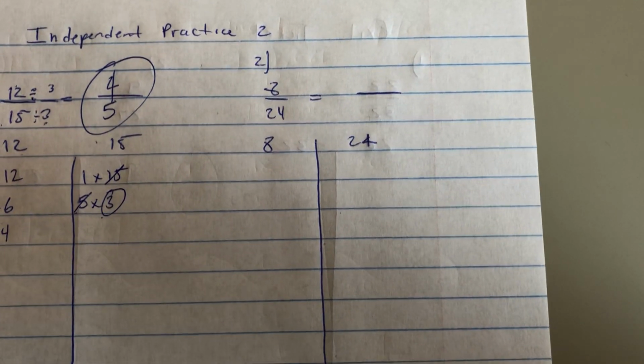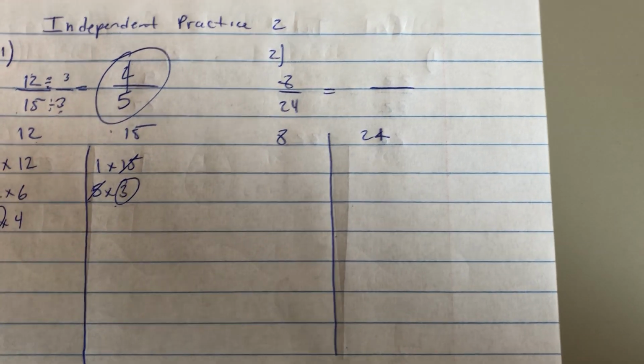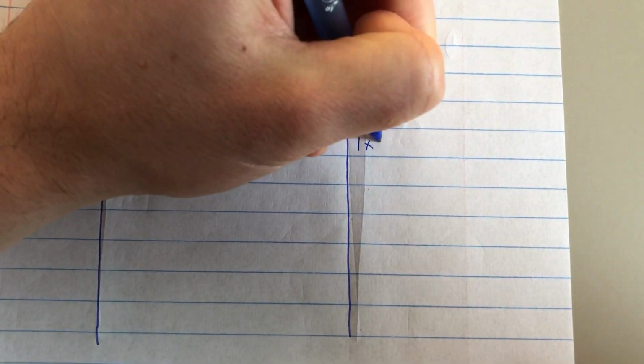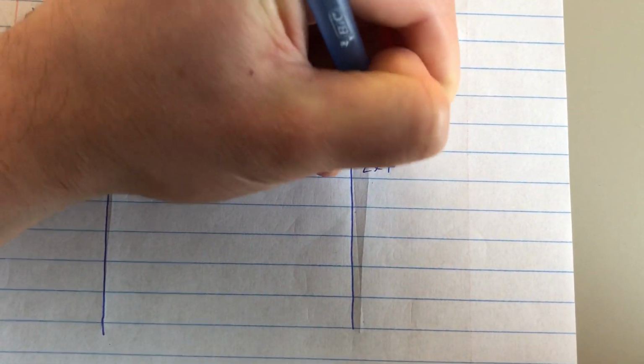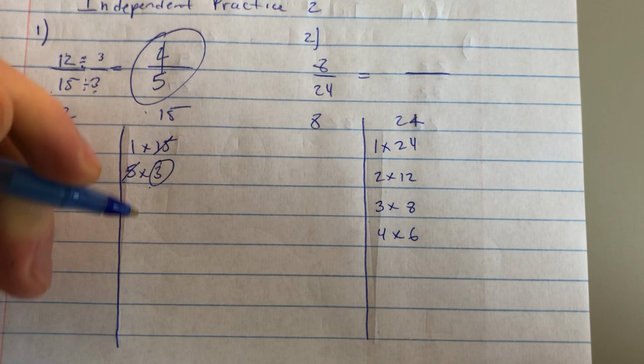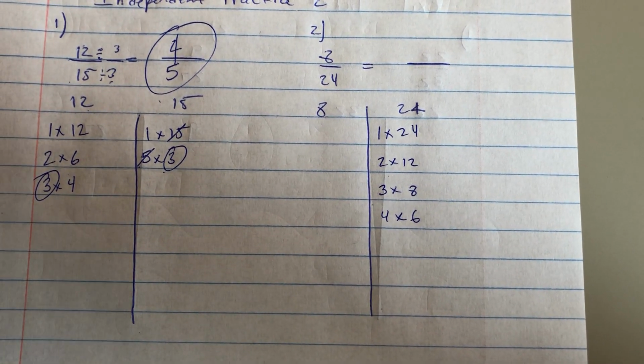My last problem of my independent practice before my exit ticket is 8/24. We've done 24 as an example already, so I'm going to write out 1 times 24, 2 times 12, 3 times 8, and 4 times 6 as my factor pairs for 24.